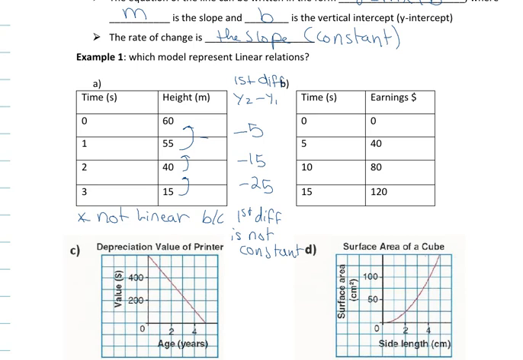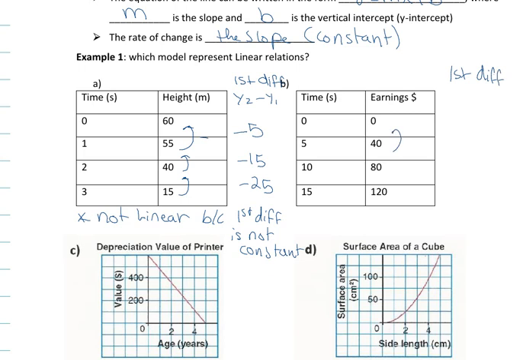So we're going to do the same thing with the second table of values. Again, we're going to take a quick look at the x values and make sure that the x values are going up by the same amount. Because if they're not going up by the same amount, then we can't do this. Okay? So it's going up by 5: 0, 5, 10, 15. So that's good.